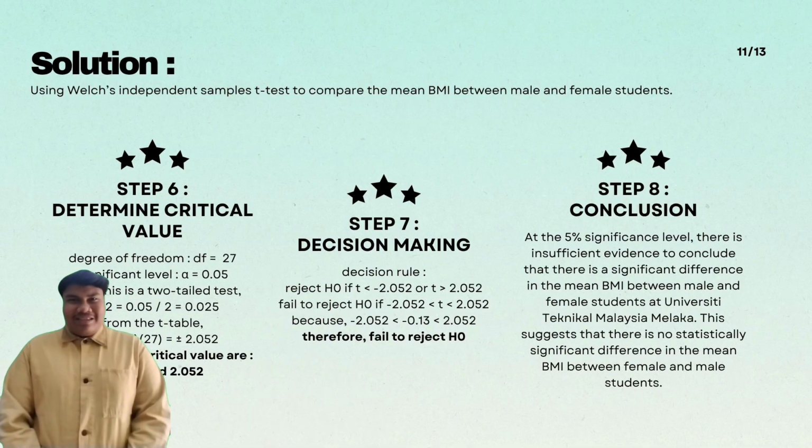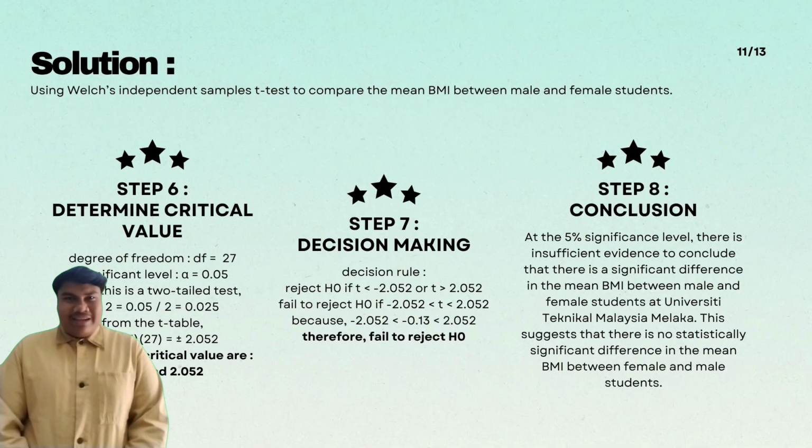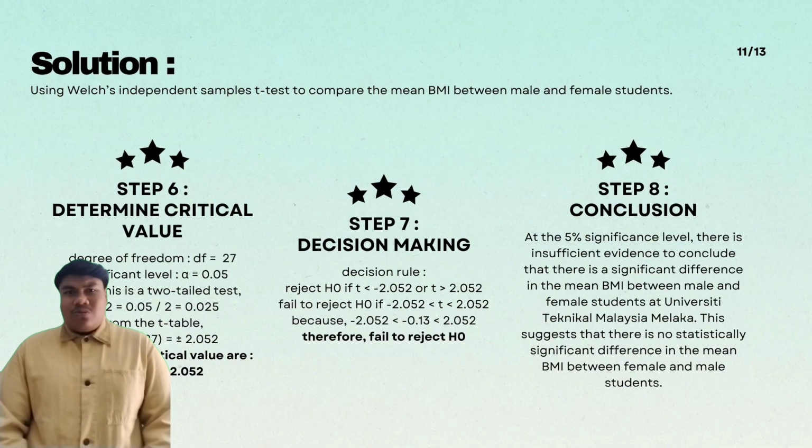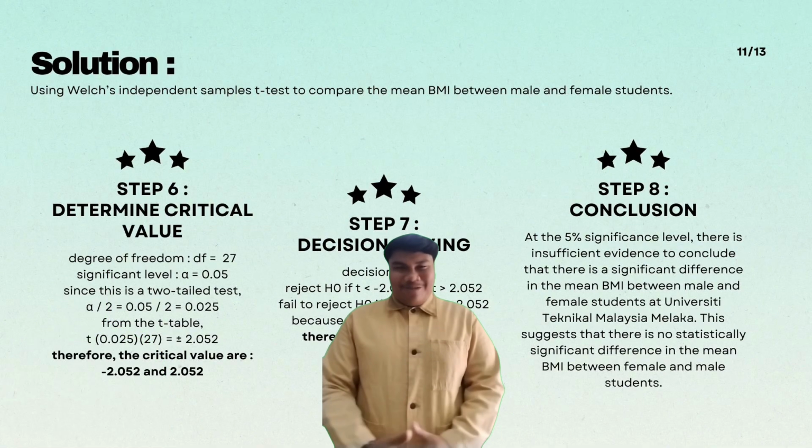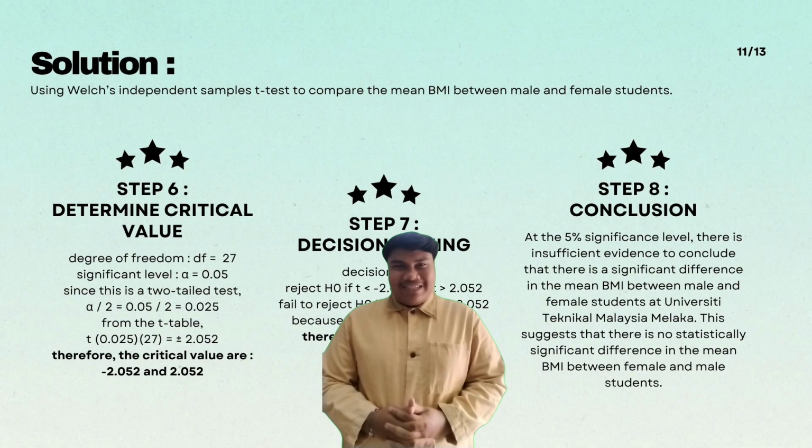Since the calculated t-value lies within the acceptance region, we fail to reject the null hypothesis. In conclusion, there is insufficient evidence to show a significant difference between the mean BMI of female students and male students. We conclude that the mean BMI for both groups is statistically similar at the 5% significance level.